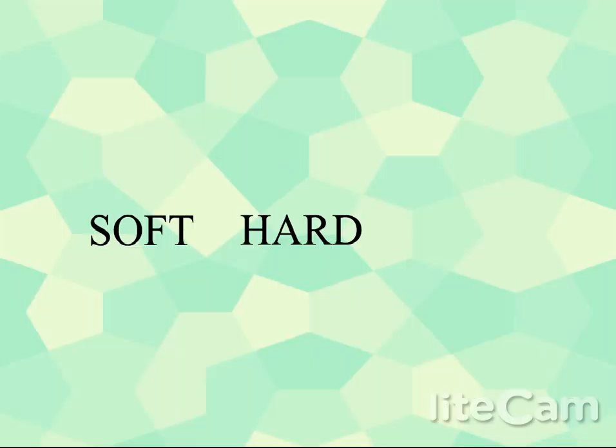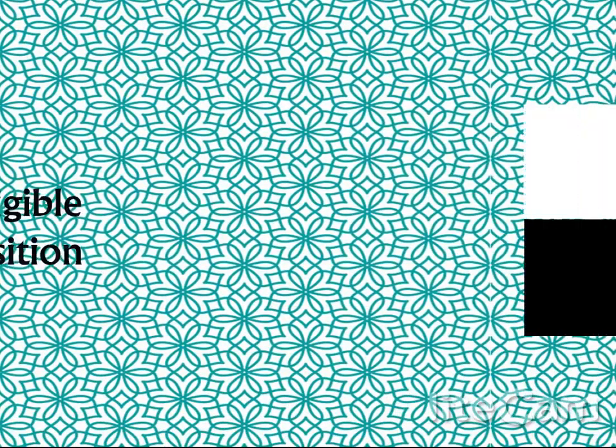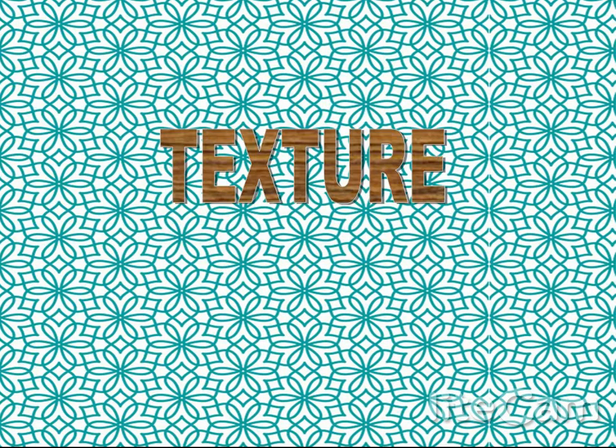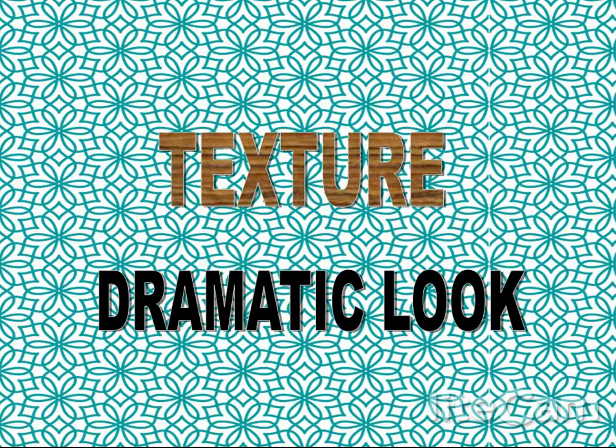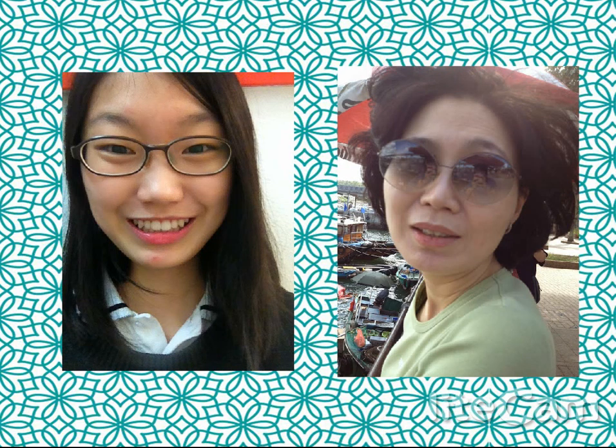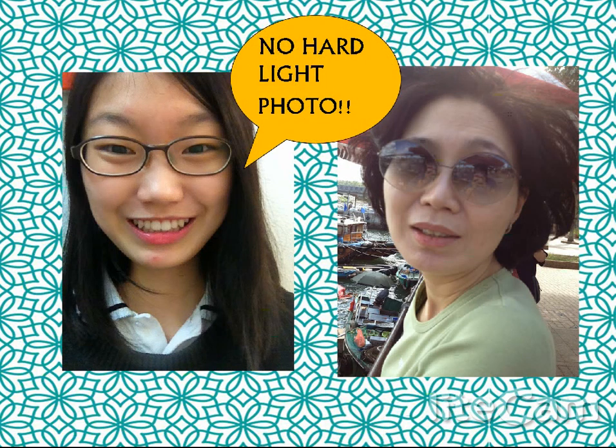Now, let's talk about hard light. Hard light creates shadows with a sharp edge. There is a negligible transition from light to dark. Usually, hard light is used to show texture of an object and to create a dramatic look in the photo. A person who has blemishes and wrinkles would not want to take a hard light photo because it accentuates those features in your skin. Let's take a look at this photo.